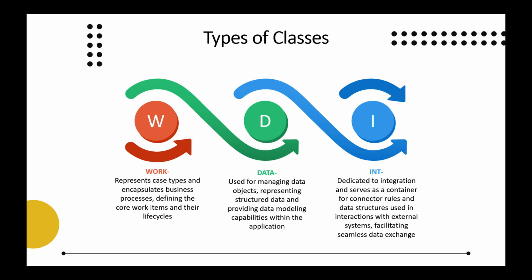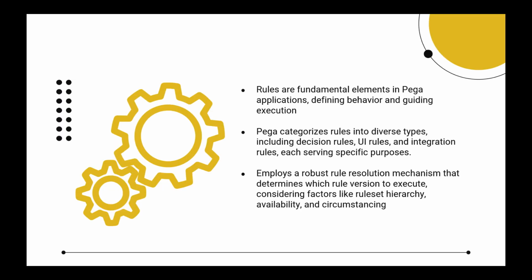Let's talk about our final concept, that is rules in Pega. Lastly, rules in Pega. Rules define how your application behaves. Pega classifies them into various types, each serving a specific purpose. Decision rules drive automated decisions, UI rules shape user interfaces, and integration rules connect to external systems. They empower you to adapt quickly to changing business needs.